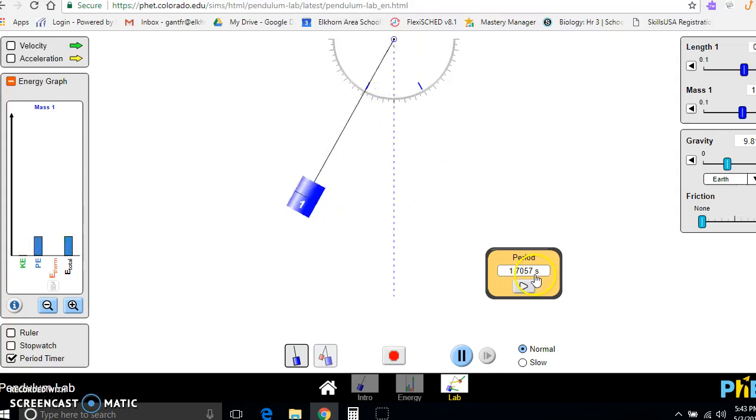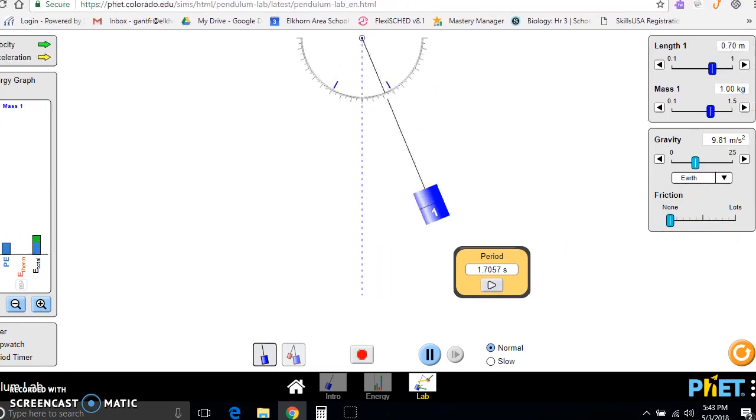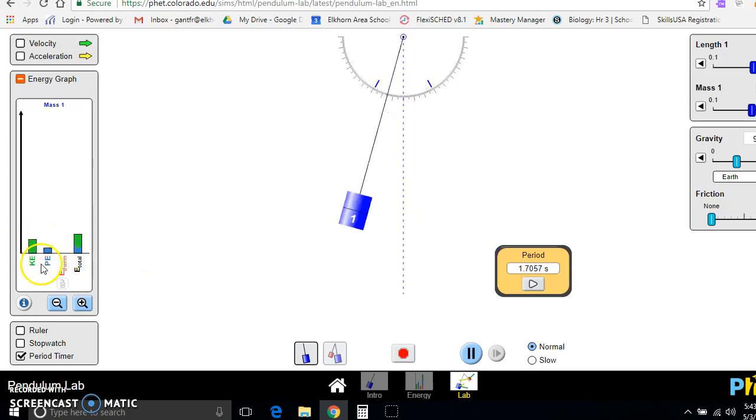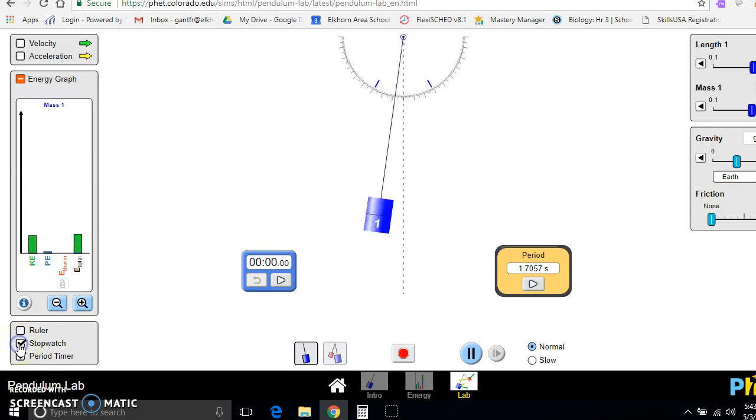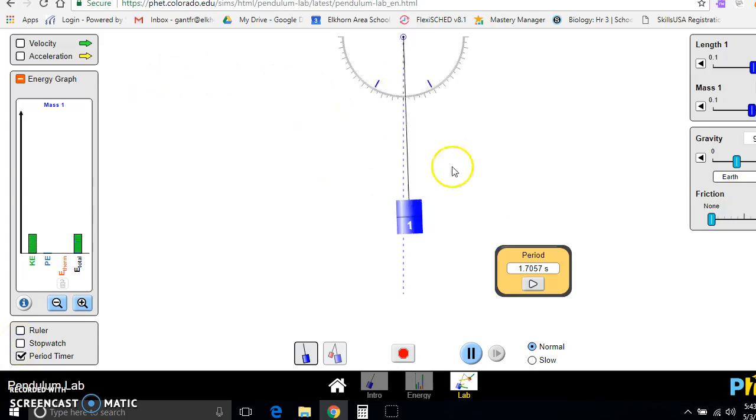It measures the period for you as 1.7 seconds. Boom, for this given length and time. And then we can see how my kinetic and potential energy transfer back and forth from my total energy. All cool things to realize and see how the velocity is changing. Remember, greatest velocity in the middle, smaller going back and forth. How the acceleration is different than that. Some cool things to mess around and play with to get a better understanding of how pendulums work.